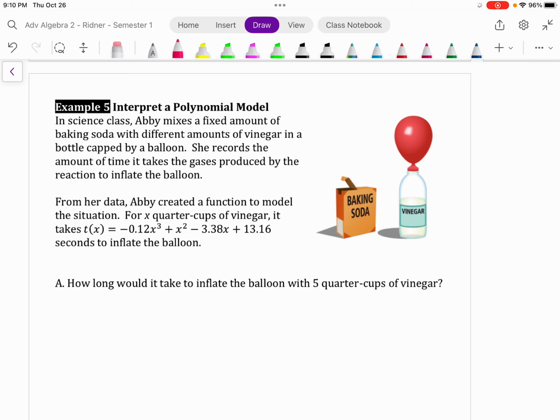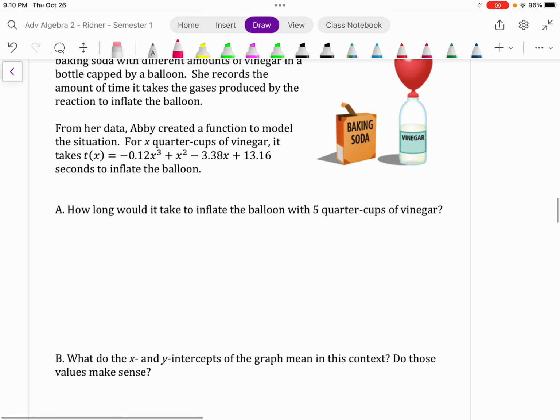All right, so how long would it take to inflate the balloon with 5 quarter cups of vinegar? Okay, way one to do this would be, remember x is quarter cups, is plug in 5 everywhere that there is an x and find your total.